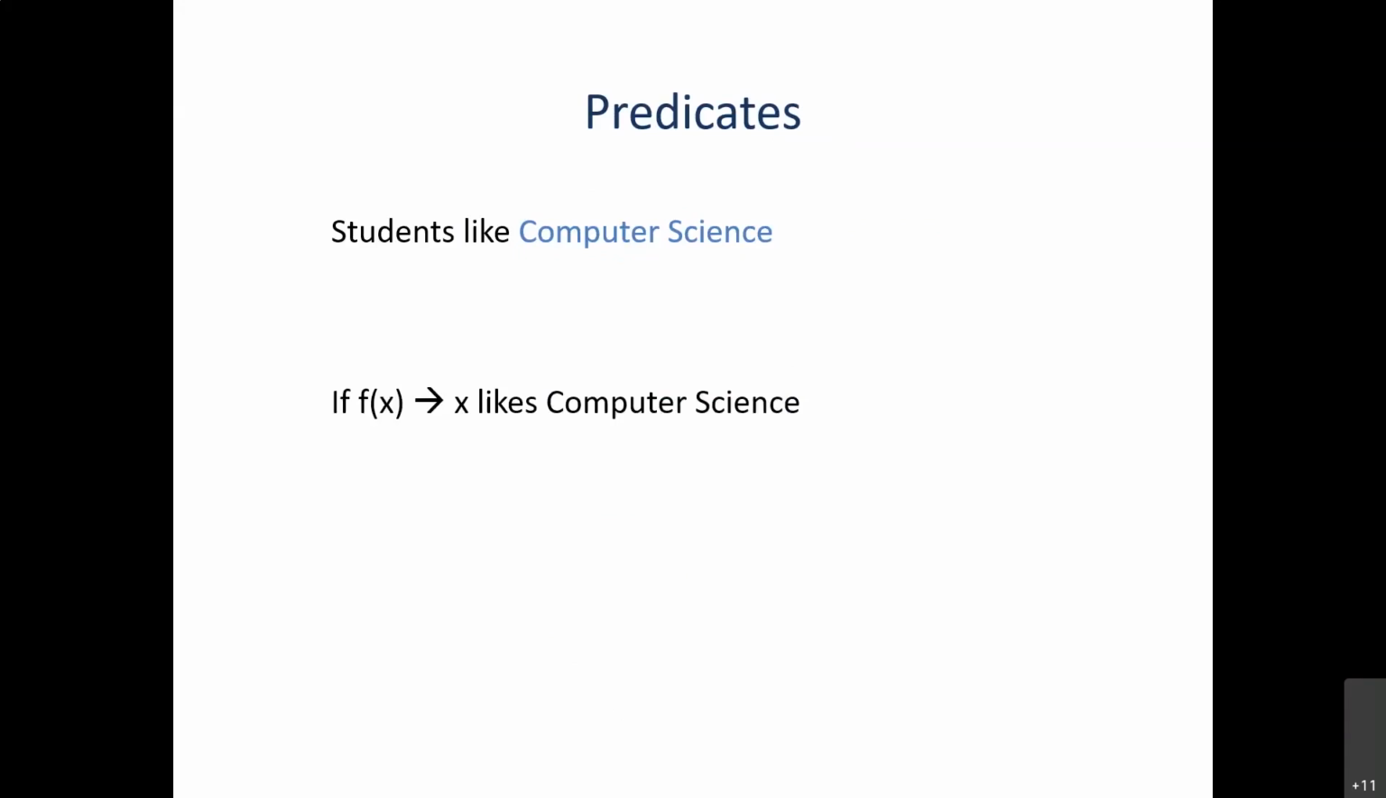Okay, so starting with predicates, it's going to be something like this. If we say students like computer science, we can make a predicate like f of x. So if f of x is true, that means x likes computer science. And x can be some variable. X is your variable. It can be some person. So if f of John is true, then that means John likes computer science. If f of Ali is true, then Ali likes computer science.